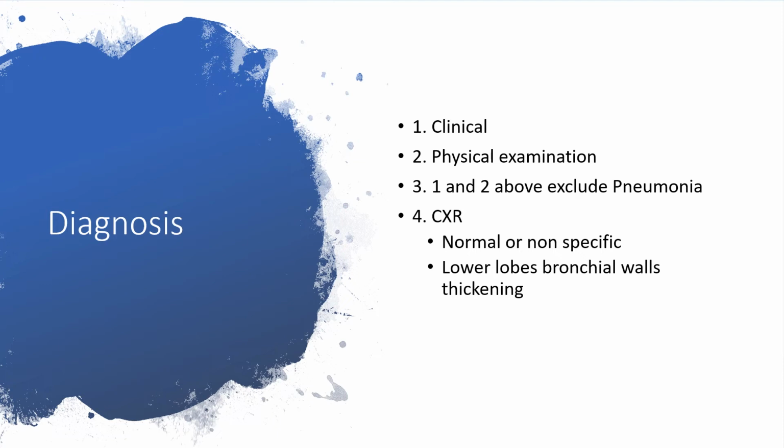How do you make the diagnosis? Most of the time, acute bronchitis is clinically diagnosed. You can do your physical examination and look for signs of consolidation, like I've said earlier. Then, if you have done the first, that is clinical examination and history and everything, to exclude pneumonia, and you are still not comfortable, you can do a chest X-ray. It should be normal or non-specific. And you might see lower lung volumes, bronchial wall thickening.